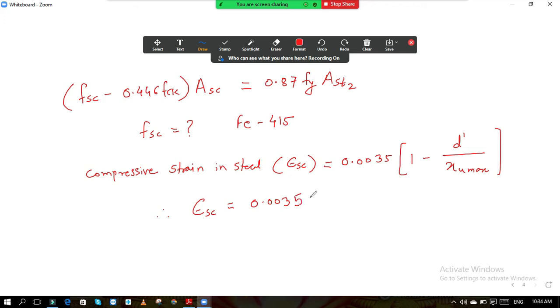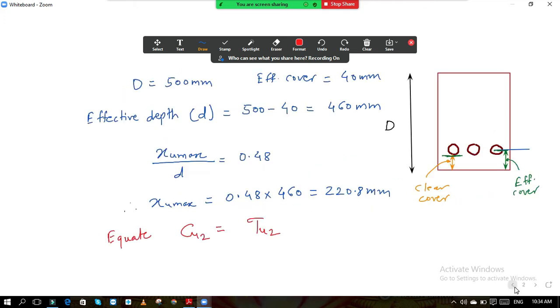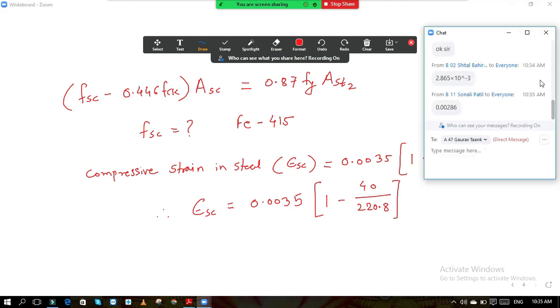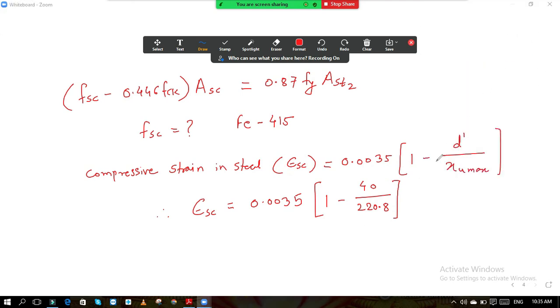So it is 0.0035 in bracket 1 minus d dash, which is 40 mm. XU max I think we have calculated now. Yes, it is 220.8. So put the value 220.8 and calculate it. 0.00286. Okay, please cross verify the answer. So the answer is epsilon SC, that is strain, is equal to 0.00286.